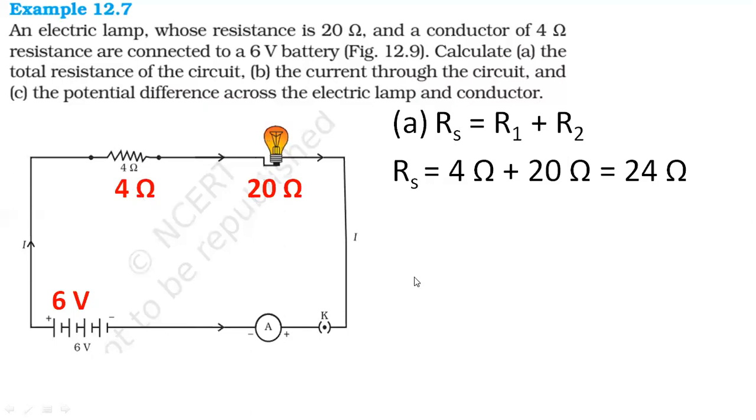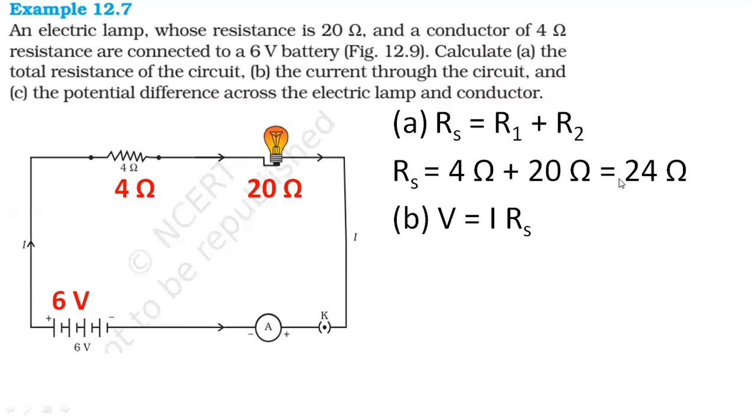Okay? So the second thing they are asking us is the current through the circuit. That can also be found out. We have the potential difference, and they are asking us to calculate I. We already have the total resistance of the circuit, so let us use that. According to Ohm's law, what is the formula? V is equal to IR. But when you are finding the current for the total circuit, you have to take the total resistance of the circuit.